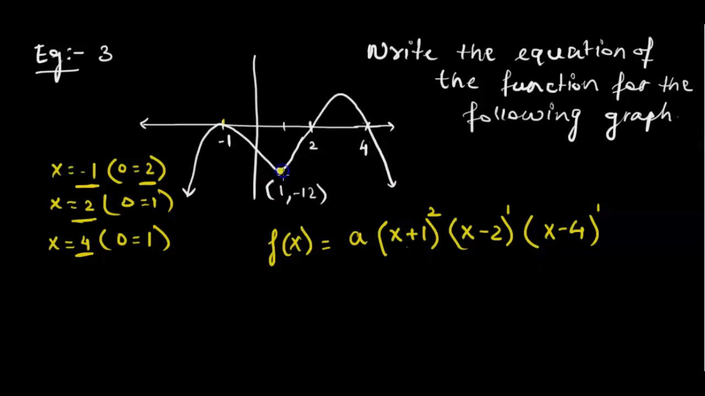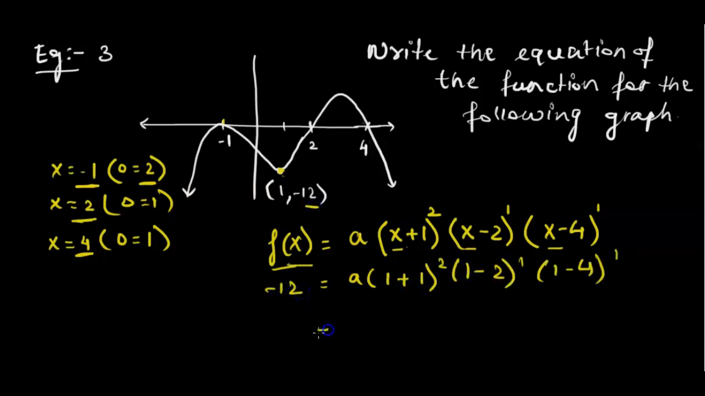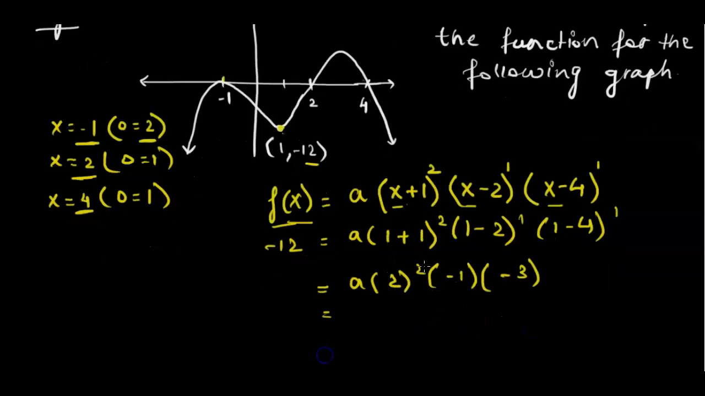Because we are given a point, we have to use this point as x and y coordinates in order to solve for a specific a value. We know x is 1, so we'll sub in 1 everywhere. And the y value is given to us as -12. When we solve this, we get 2 squared. This is -1, this is -3. We get 2 times 2 is 4, times -1 is -4, times -3 is 12. So we get a times 12. Always remember, this is all connected with multiplication signs because it is the factored form, and there is a -12 on the other side. So we isolate a by dividing -12 by 12, and this gives us -1.